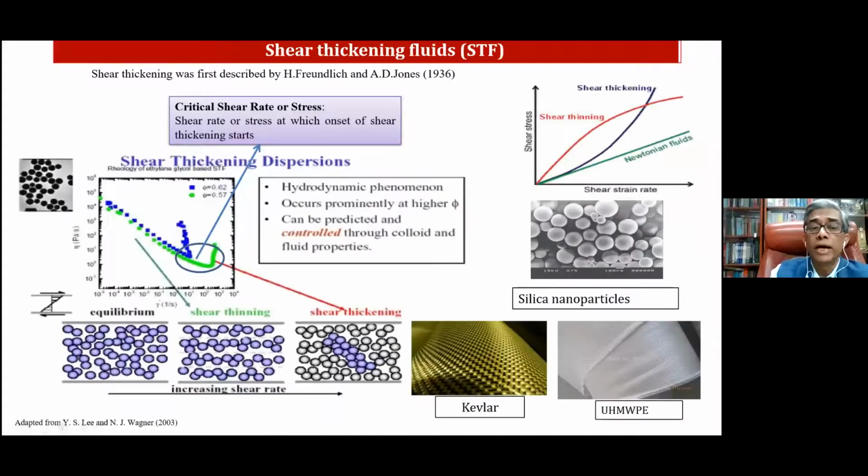I'd like to go back now and show how we get that. We actually took what is called nanosilica. If you take nanosilica in PG, polyethylene glycol, you can see these are the silica nanoparticles.